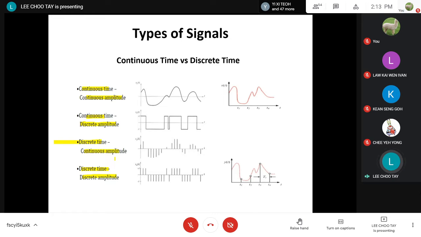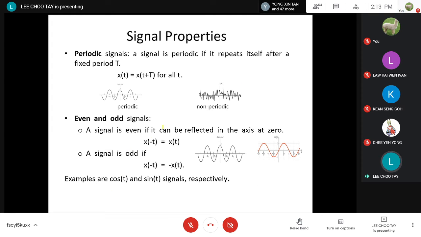So that is for the types of signals that we have. Then the next thing we need to understand a bit is the properties of the signal. I believe you have learned this as well.